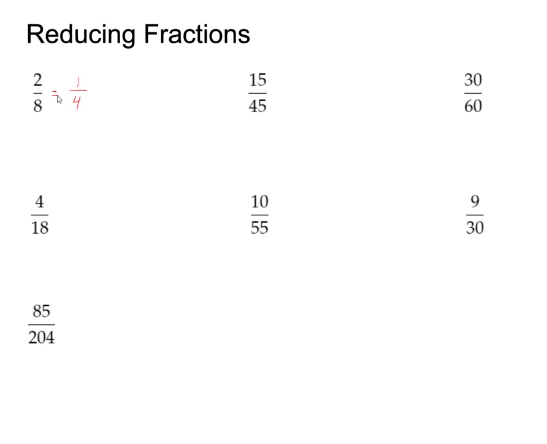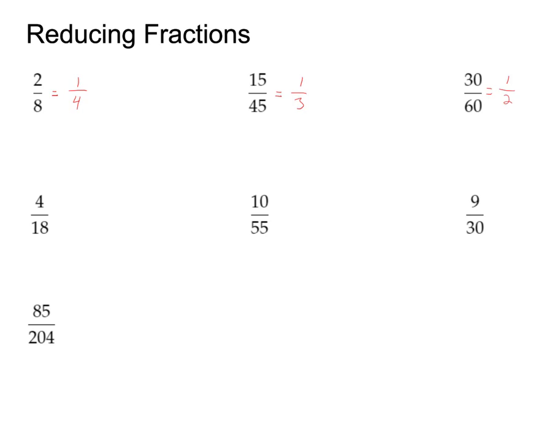The same with 15 over 45. Since 15 goes into 45, we can divide both the numerator and denominator by 15, and that will give us 1/3. And finally, we have 30 over 60, which looks pretty obvious. It's just 1/2. But again, we can do that because 30 goes into 60 exactly 2 times. So we can divide both the numerator and the denominator by 30.